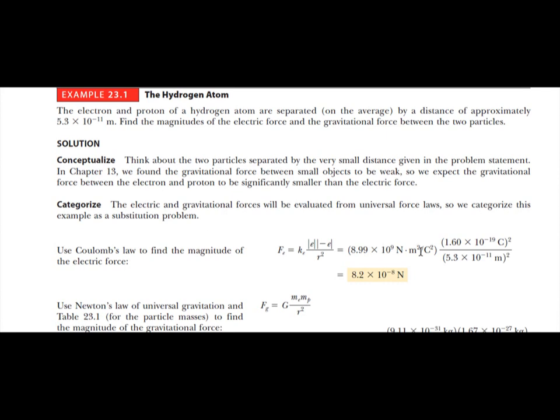So using Coulomb's constant to find the magnitude of the electric force, we know that K is that, and we know that the charge on a proton and the charge on an electron is the same, which is 1.6 times 10 to the power minus 19, hence the square. Then we divide by the distance between them. The answer you get for the electrostatic force between them is 8.2 times 10 to the power minus 8 newtons.